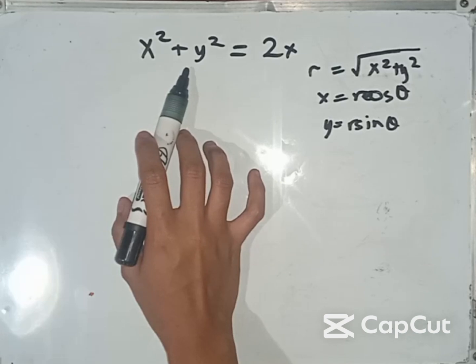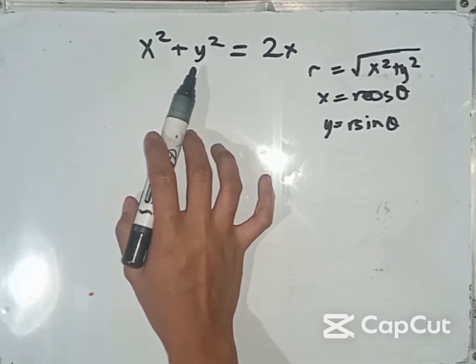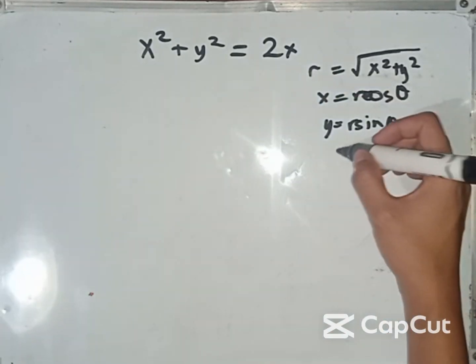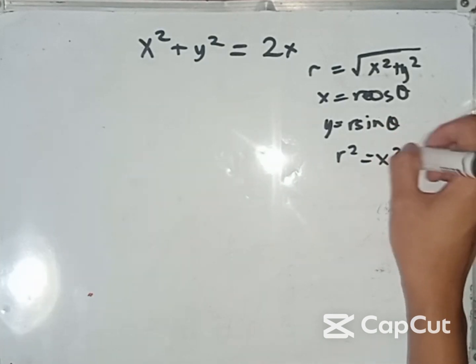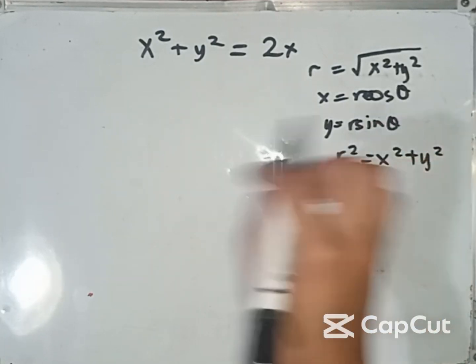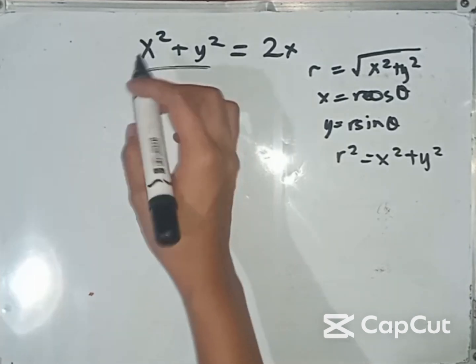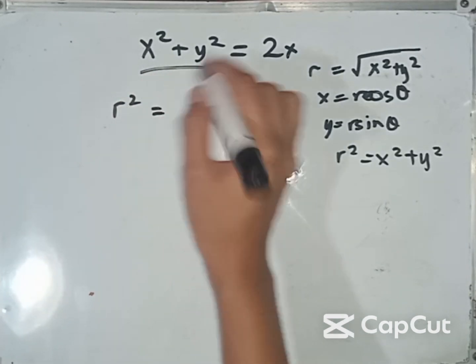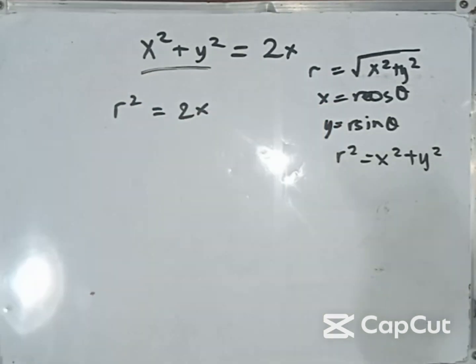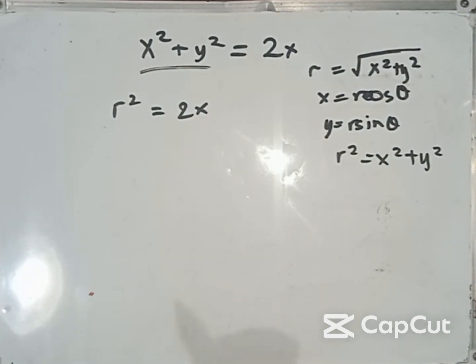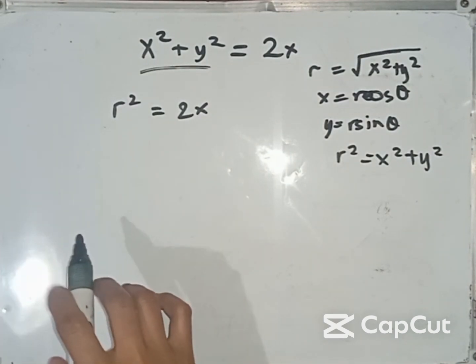So given this information, we can now use it to convert this equation into a polar equation. The first thing that we are going to do, we also need r squared is equal to x squared plus y squared. So let's start. That is x squared plus y squared, that would be r squared is equal to 2x.